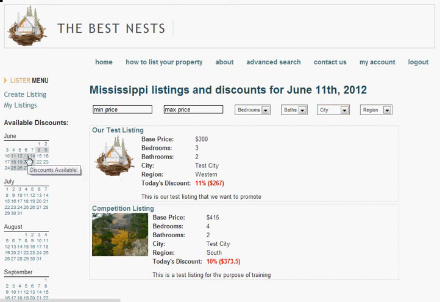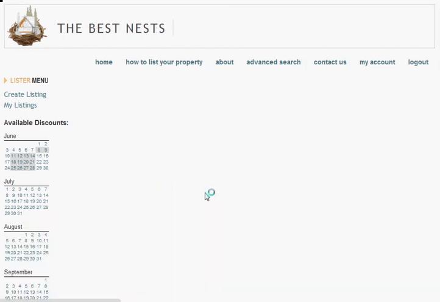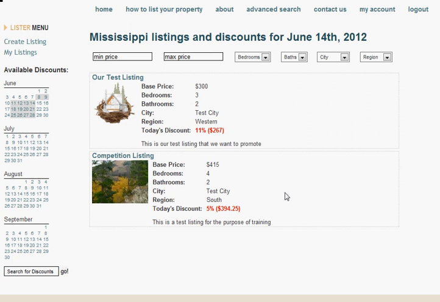You'll see that this is going to be the case throughout the entire week. We remain 1% greater than our competition listing. On Thursday, our competition listing is using the cascading discount, and they've gone down to only 5%, so we're quite a bit higher now on that day. Let's have a look at the next week.